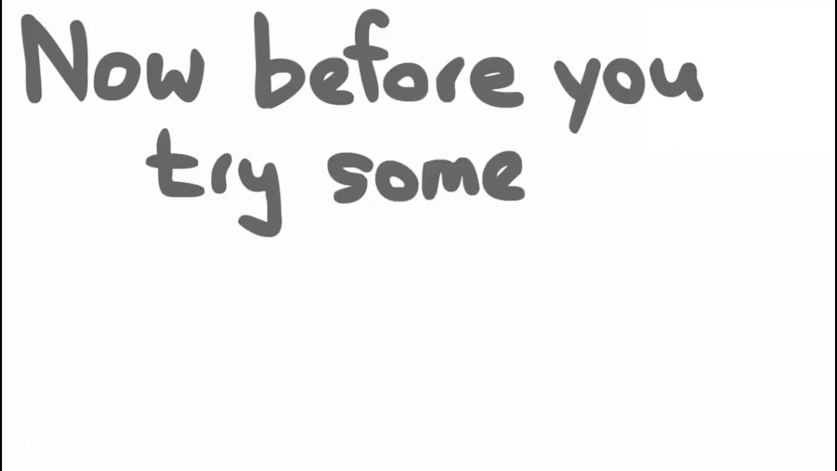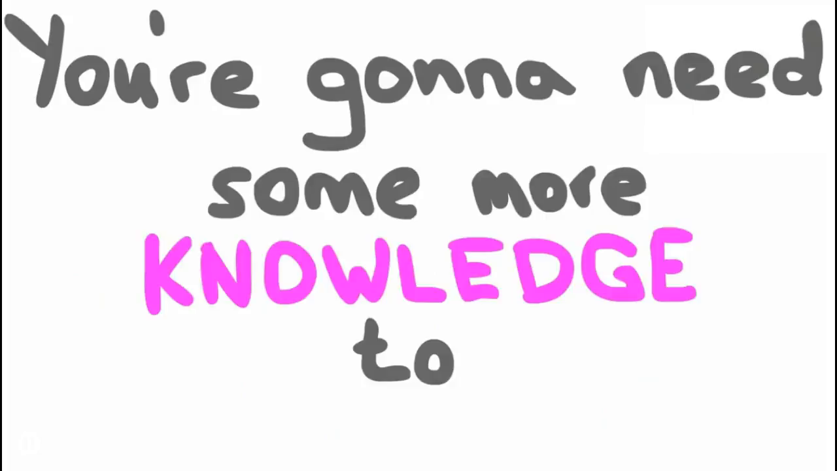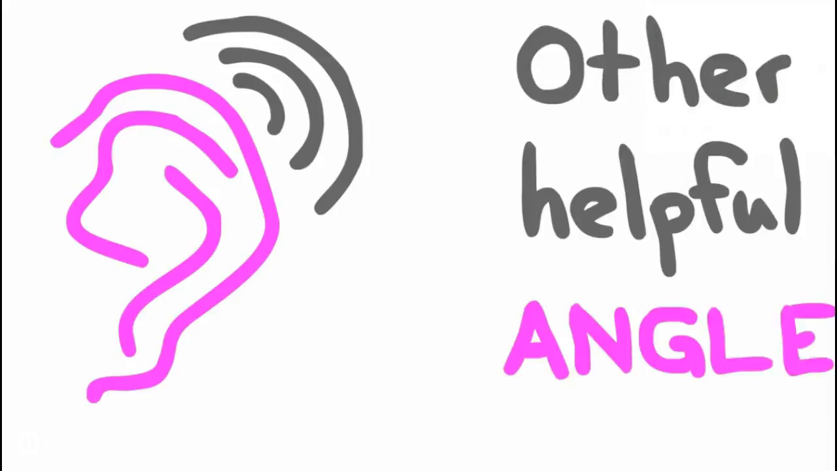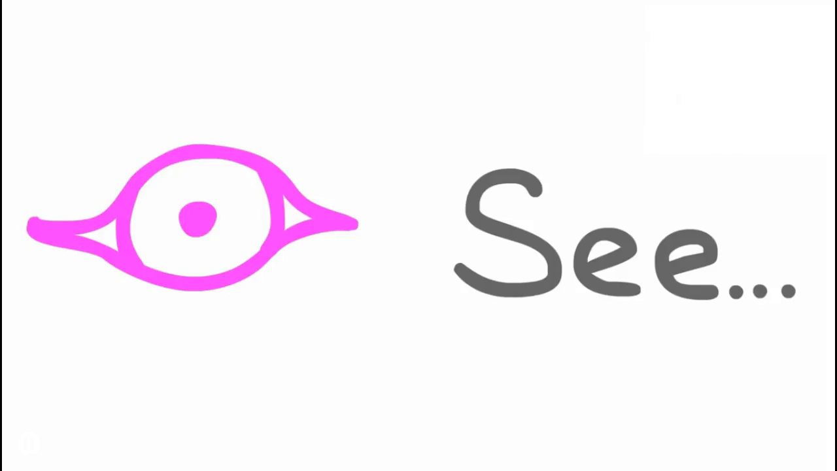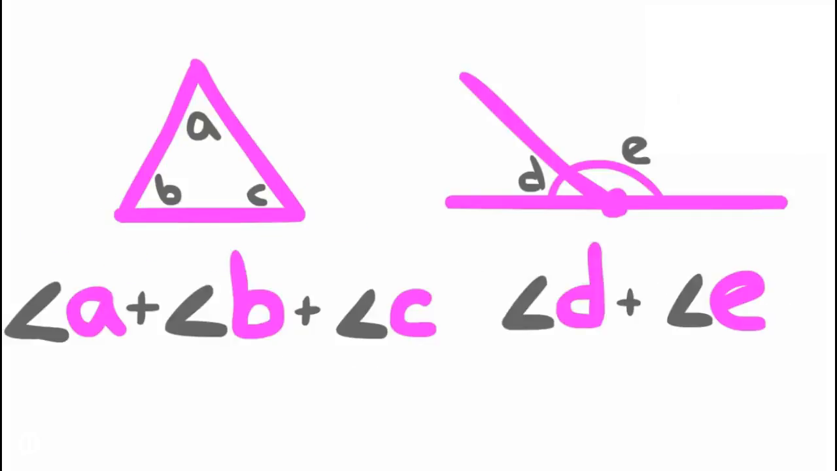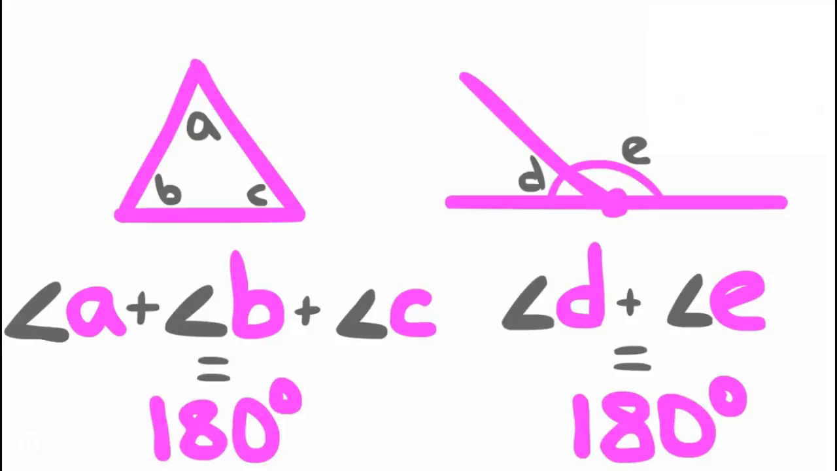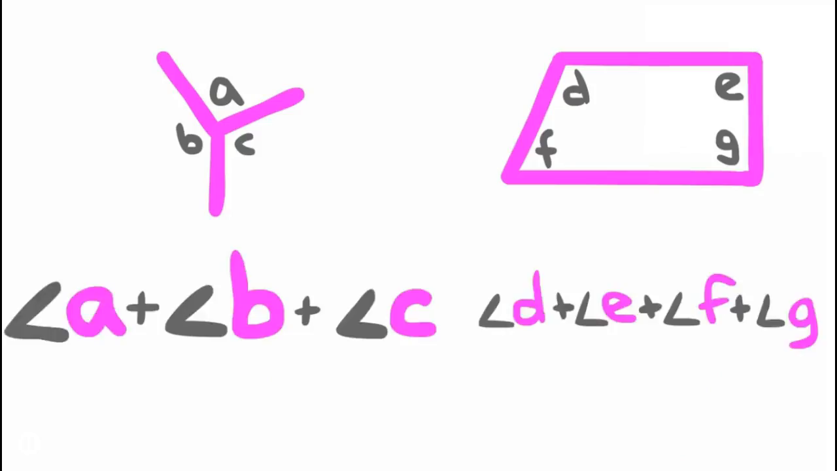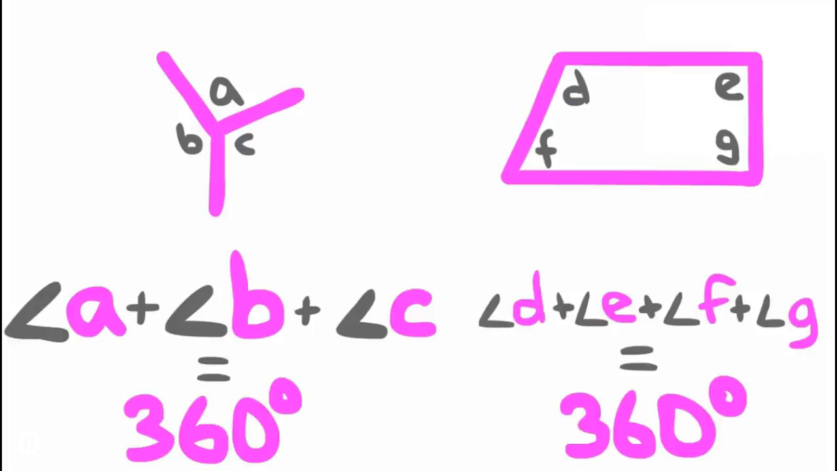Now before you try some geometry problems, you're gonna need some more knowledge to solve them. So listen closely up to these other helpful angle properties. The angles in a triangle or on a line add up to 180 every time. Yeah, they do. Angles around a point or in a quadrilateral are easy. They always add up to 360.